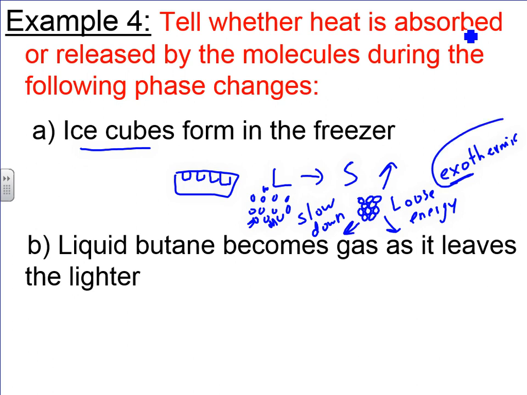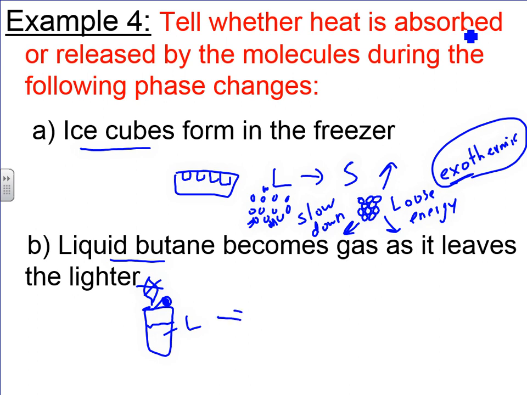Here it says liquid butane becomes gas as it leaves the lighter. Now, if you've ever seen, most likely you have, a little butane lighter, you turn it on, and what happens is the substance inside is a liquid. Now, if you don't get the flame to go, if you just release some of the liquid butane, it actually becomes a gas. So here we're going from a liquid to a gas.